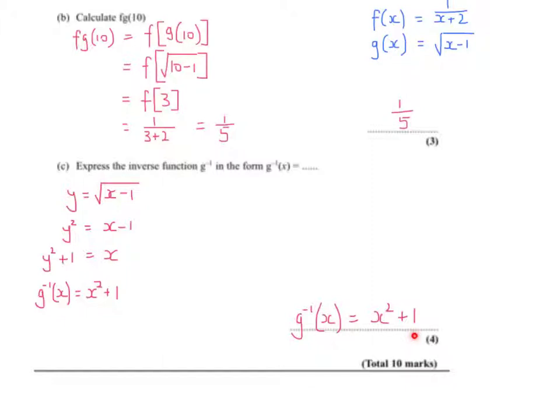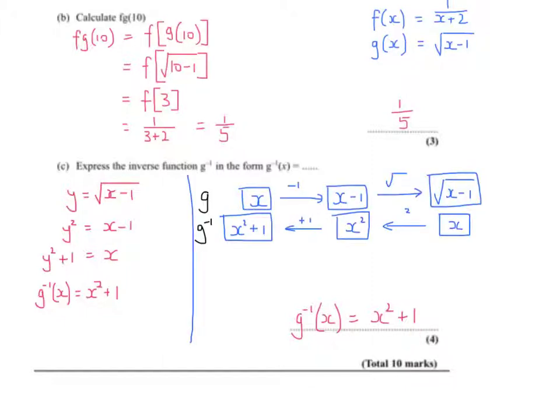There is another way you can look at this. Another way to look at this is to consider the function g, and to get g we start with an x, and this is how we build it up. First we do minus 1, and we get x minus 1, then we take the square root, and we get the square root of x minus 1. So the inverse function is like doing the reverse operations.